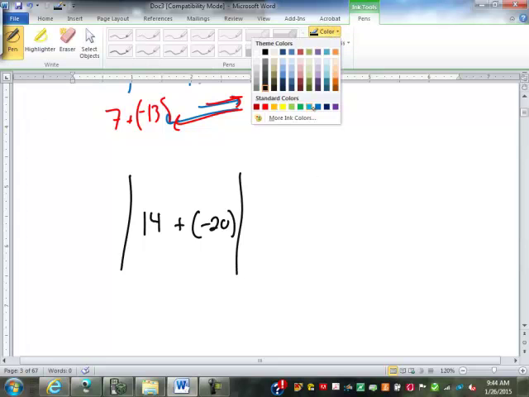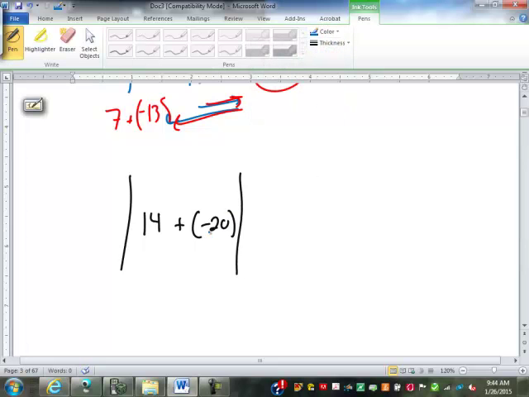Here's another one that's a common mistake. Does the absolute value make this a positive 20? No. We have to do everything inside it first. The absolute value only acts on this problem once when we get rid of the symbols. So we have to do 14 plus negative 20 first, which is negative 6.